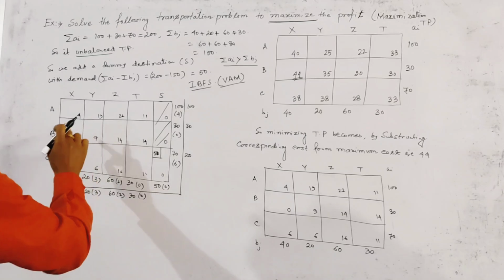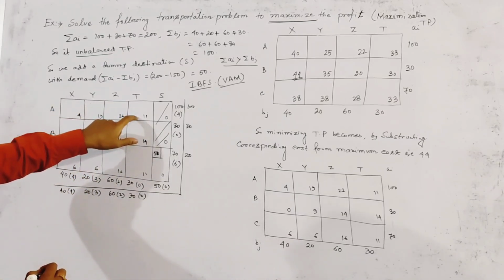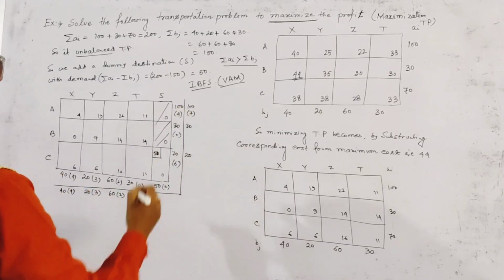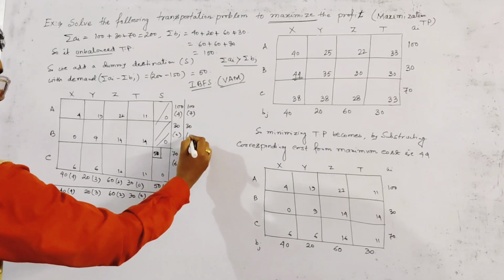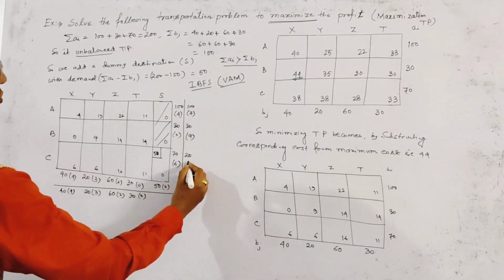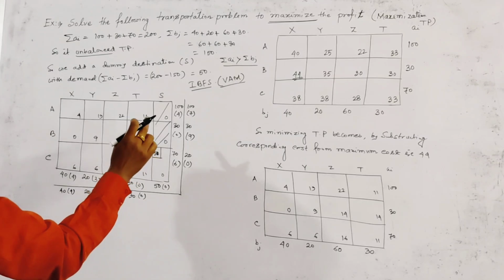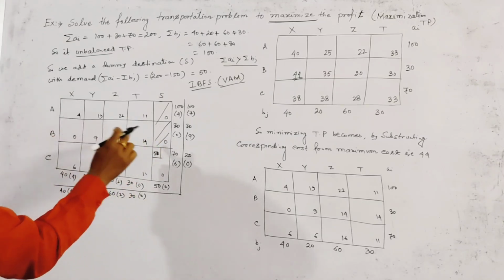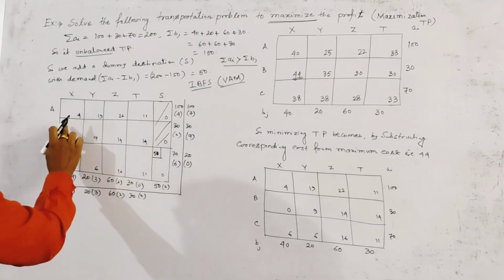And now the penalties are: least cost is 4 and the next is 11. Okay, so the penalty is 7, least is 0, next is 9. So the penalty is 9, least is 6 and next least is 6 also. So this is 0. And clearly 9 is the greatest penalty. So we allocate the maximum amount in the minimum cost cell in this row, that is the second row. And clearly this is the minimum cost cell.